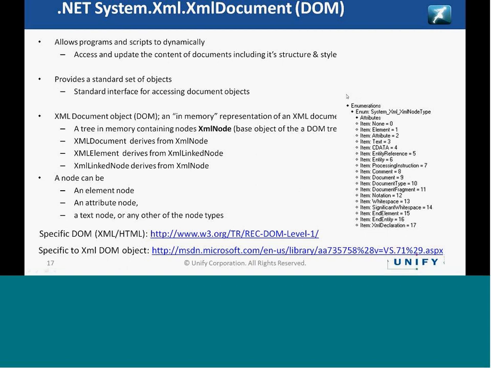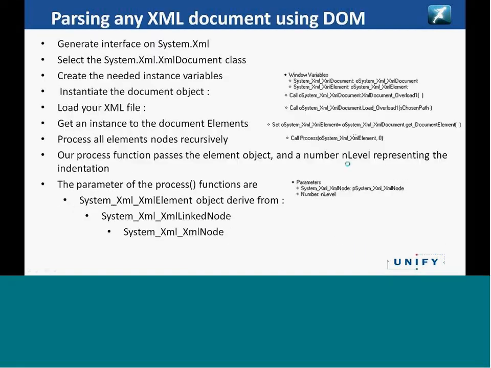Here you see, after generating through .NET Explorer, that you also get enumerations, which are a kind of grouped constants. For example, System.Xml node type, and over here you can see all the different node types that you can have for the XML document DOM object. If you're interested in DOM in more detail, of course, a lot of reading might be necessary. You can find specific DOM information about XML and HTML here, and specific to the Microsoft XML DOM object at this URL.